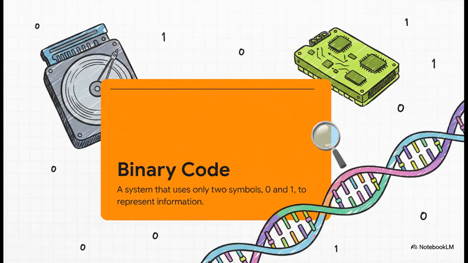Okay, so get this. Deep down at the absolute core of it all, every single piece of data, every photo, every song, every word, it all gets boiled down into what's called binary code. It's just a system using two symbols, a 0 and a 1. That's it. Each 0 or 1 is called a bit, and you could just think of it like a tiny light switch. It's either on or it's off.